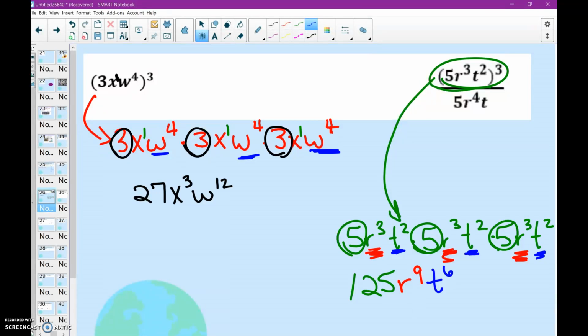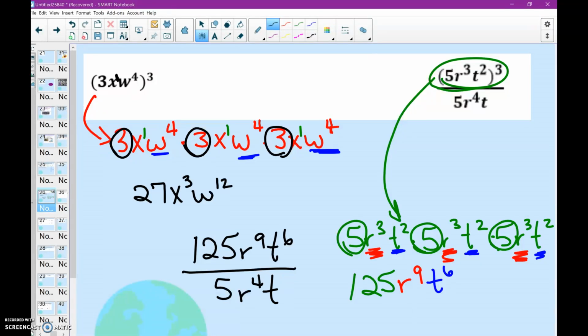So now I got to go back up to my problem up here. So I'm actually going to rewrite it over here. I'm going to put 125 r to the 9th, t to the 6th, and it's still over 5 r to the 4th, t, and I'm actually going to add a 1 to that because it's really t to the 1st. All right, one thing at a time.